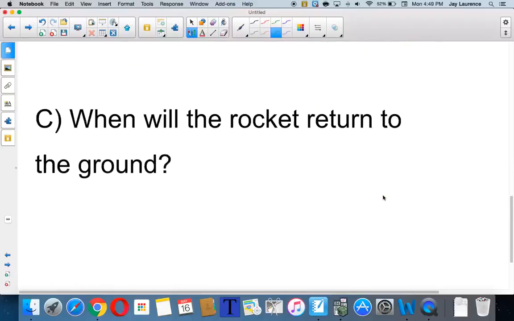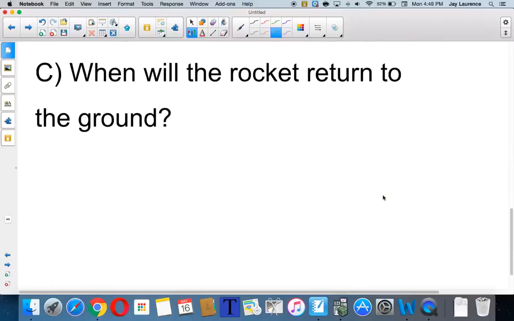All right, finally, C. When will the rocket return to the ground? Same formula, only h is 0. So 0 equals negative 16 t squared plus 250 t plus 15. Again, I'm going to crank out the discriminant really quick. Should be really easy to do this. Boom. Okay, my discriminant is 63,460.